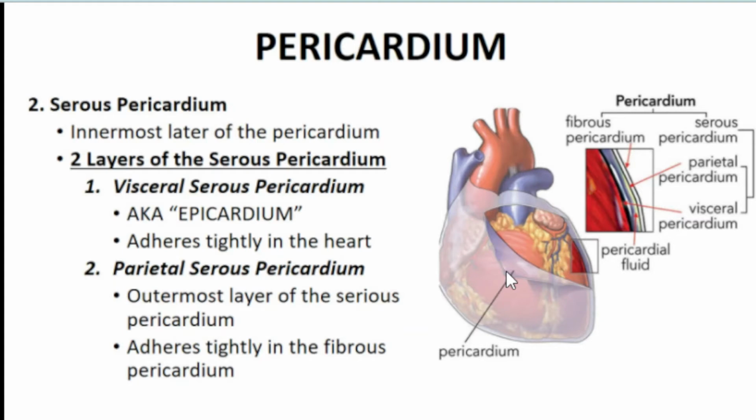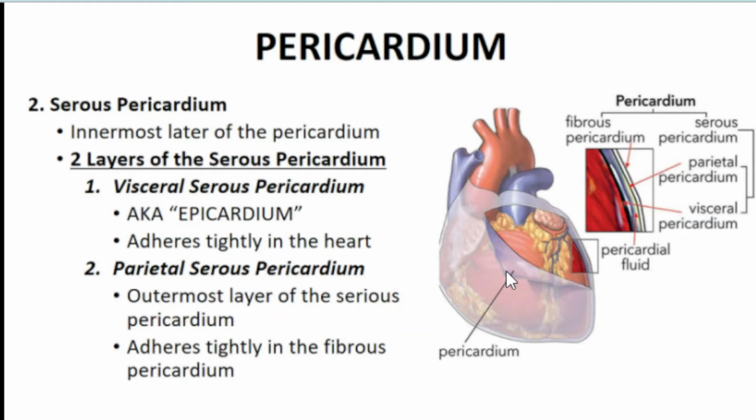Now, why is it important for us to differentiate yung visceral and parietal serous pericardium? Because in between those two sublayers is a potential space. And that potential space is called the pericardial space.